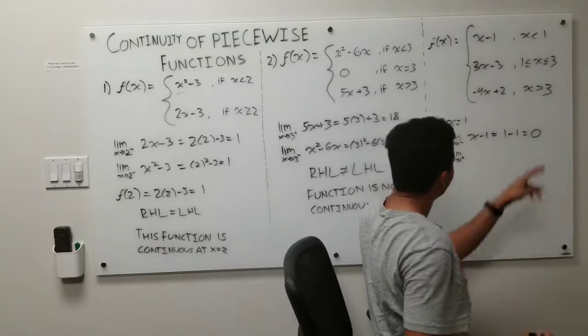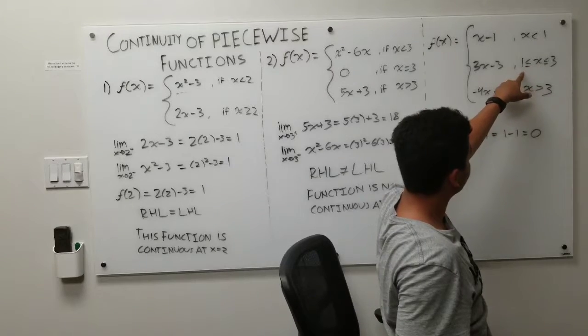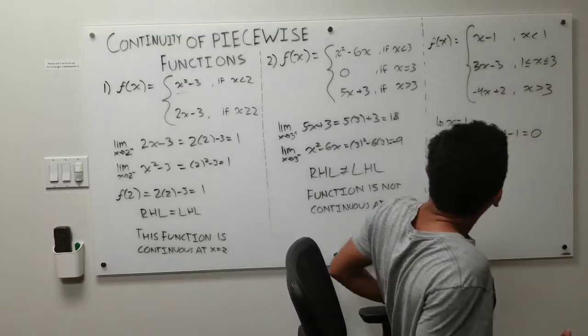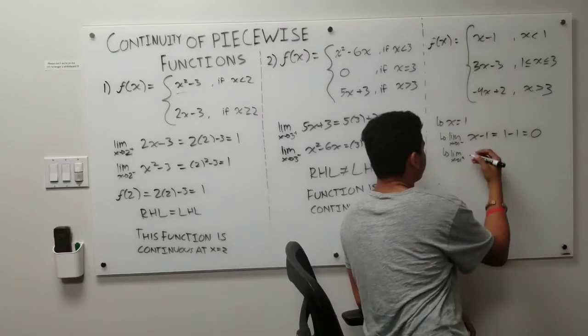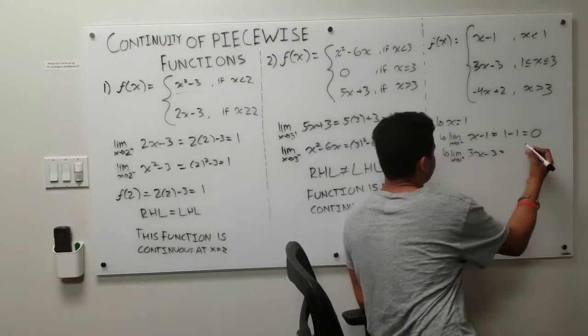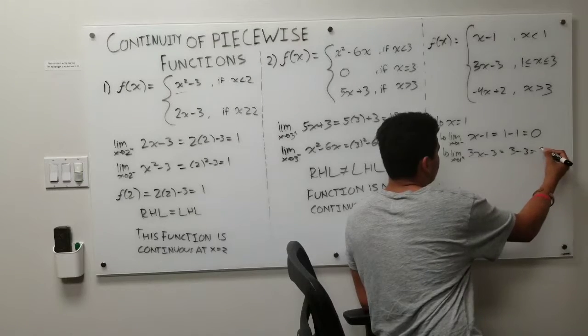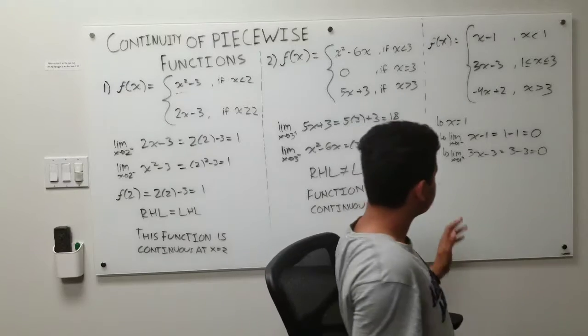Now we're going to find the limit as x approaches 1 from the right side, which is this second function, x is greater than or equal to 1, because we're not focusing on the 3 over there. We're going to do it for this function over here, 3x minus 3. When we plug in the value, you're going to get 3 minus 3, which is also equal to 0, showing that our limit exists.